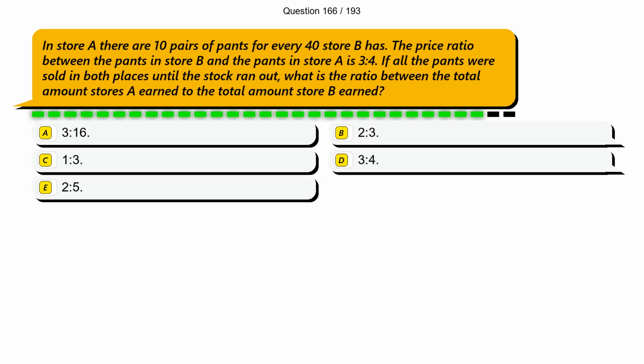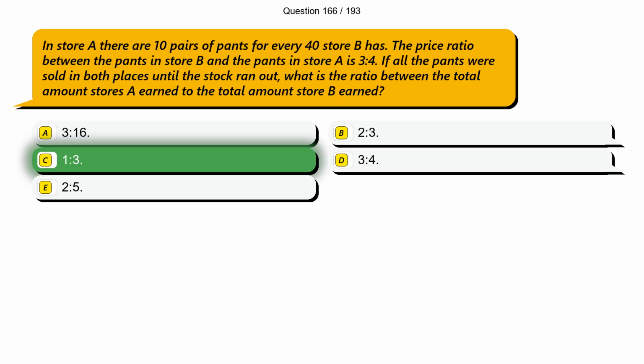Question 166. In store A there are 10 pairs of pants for every 40 store B has. The price ratio between the pants in store B and the pants in store A is 3 to 4. If all the pants were sold in both places until the stock ran out, what is the ratio between the total amount store A earned to the total amount store B earned? Option A, 3:16. Option B, 2:3. Option C, 1:3. Option D, 3:4. Option E, 2:5.